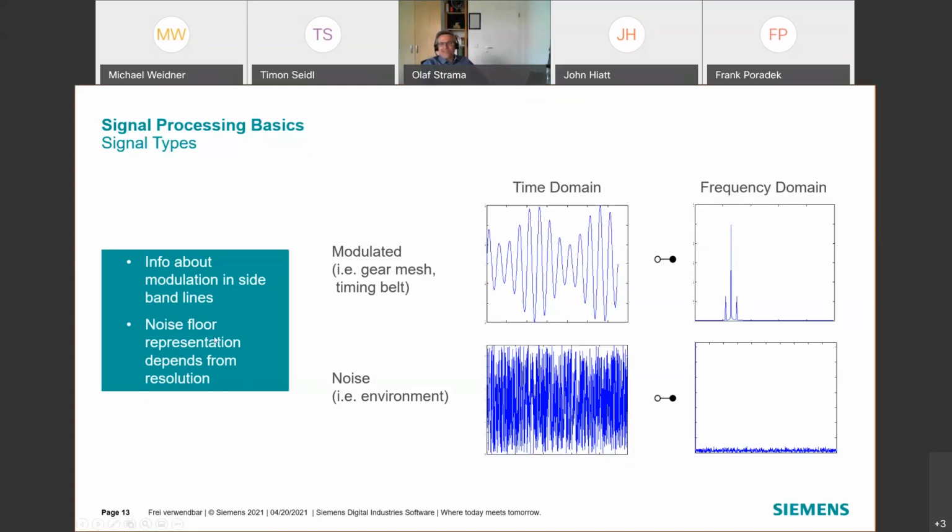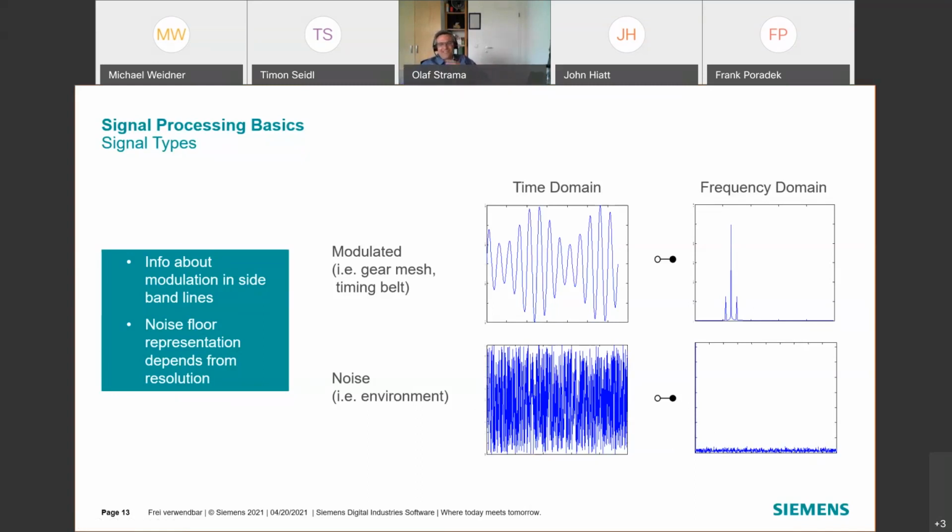Yes, the noise floor, it depends. It represents the surrounding noise, and the height of the noise floor also depends on the resolution of the spectrum. If I have only a very small resolution, then the noise floor is higher. That means the noise is concentrated on some FFT bins. And if I increase the number of FFT lines, the energy of the noise is spread across all these lines, and so the noise floor goes down.